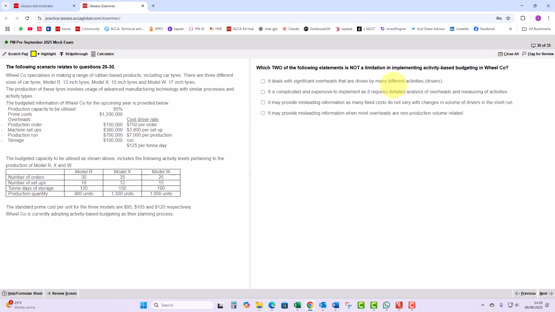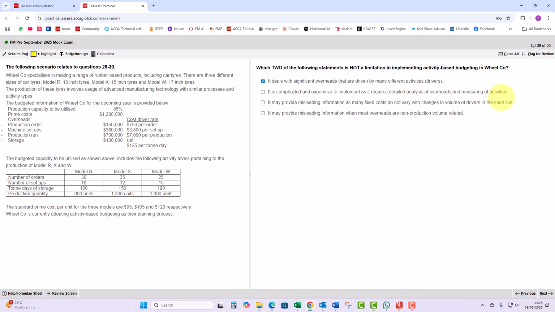And then, which 2 of the following statements is not a limitation in implementing ABB in Wilco? Option 1, it deals with significant overheads that are driven by many different activities, drivers. That's a reason for implementing it, so that is not a limitation. It is complicated and expensive to implement as it requires detailed analysis of overheads and measuring of activities.